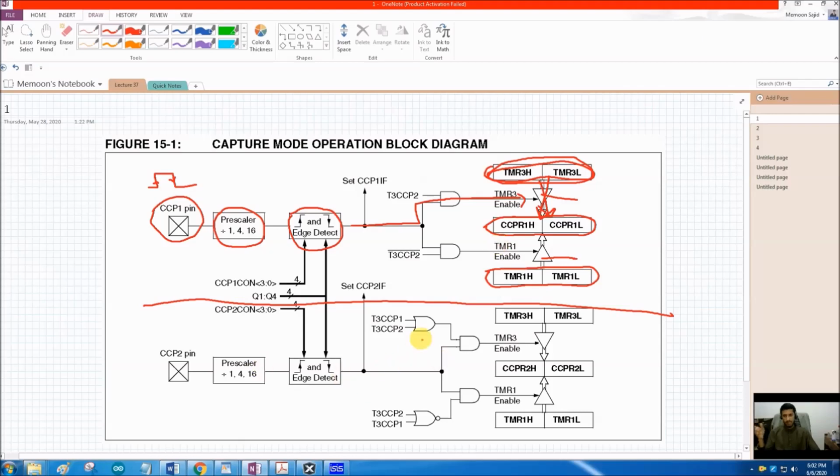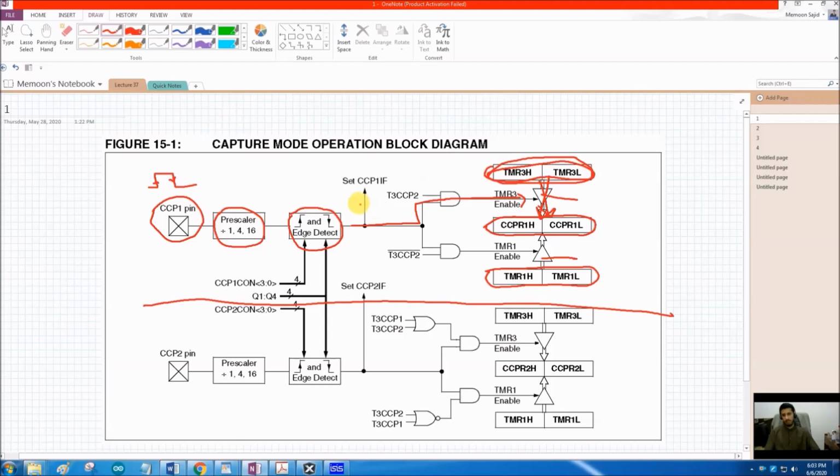So how is it useful? Same goes for the CCP2. What can we do with that? Why are we interested in an event or an edge occurrence at an external pin copying the current value of timer into some other register? In which applications can we use this? This can be used to calculate the frequency of some unknown waveform.